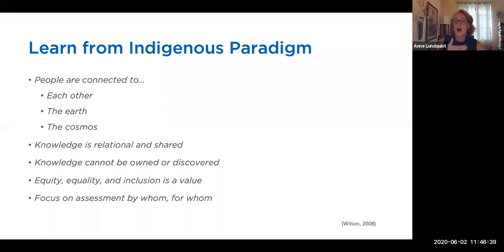It's not, I own the knowledge and I have to cite it and keep it from you. And therefore, if knowledge is relational and shared, it can't be owned or it can't be discovered. And equity and equality and inclusion is just embedded within everything. It's not a separate thing that we need to think about. So this is something that I've been spending energy trying to learn more about.